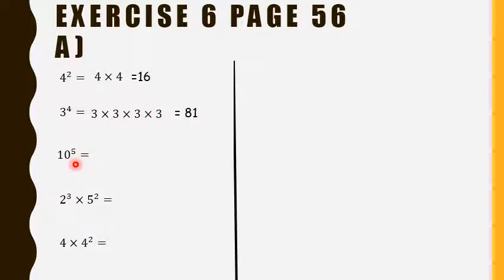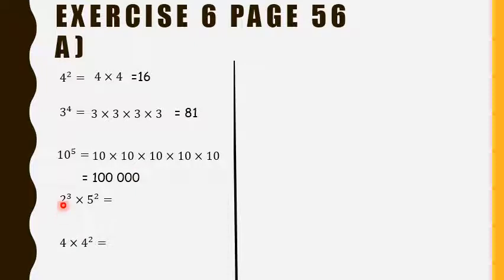10 to the power 5, it's a power of 10, so I can simply write 1 and write what's the exponent, 5. I can write 5 zeros next to 1, or I can say it's 10 times 10 times 10 times 10 times 10. 10 multiplied by itself 5 times, and when I multiply by 10 I just add zeros. Okay, you can directly write this answer here.